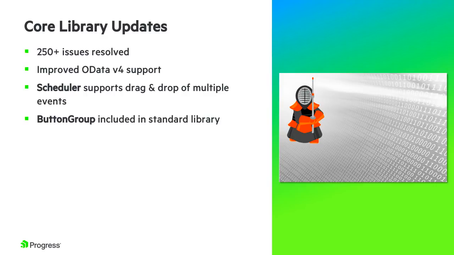On top of this, we've improved our OData support by enabling batch editing functionality in the data source in Kendo UI. The scheduler now supports drag and drop of multiple events, a big feature that a lot of you have been asking for in the scheduler. And we took the button group out of the old Kendo UI mobile library and put that in with the rest of Kendo UI in that namespace.